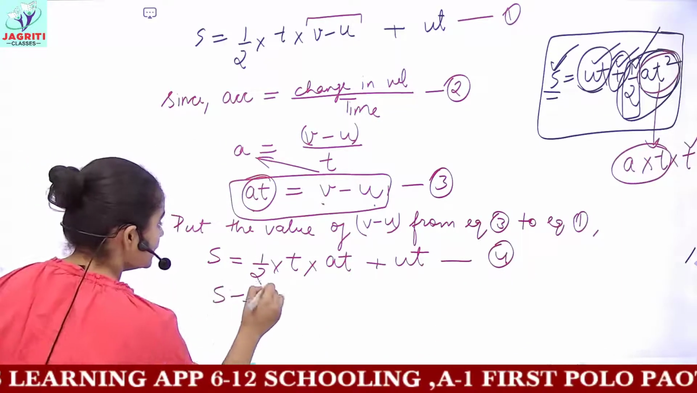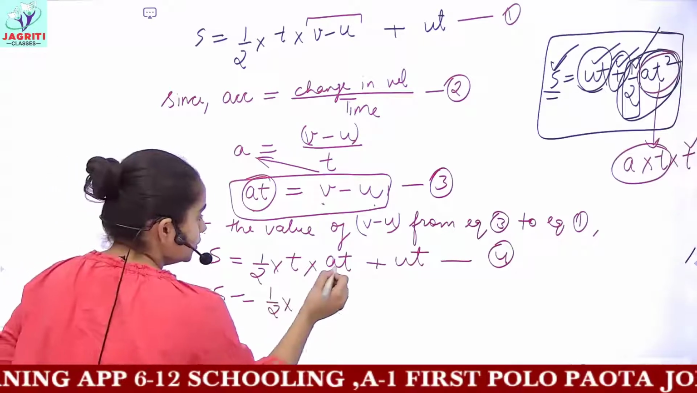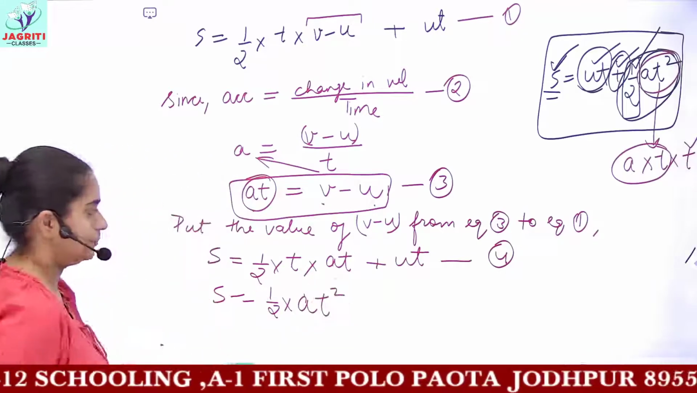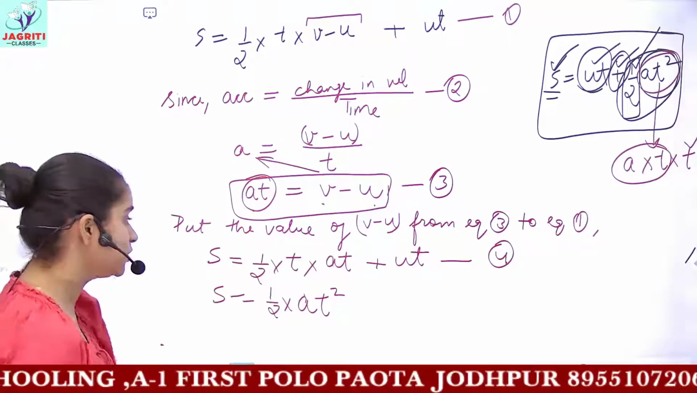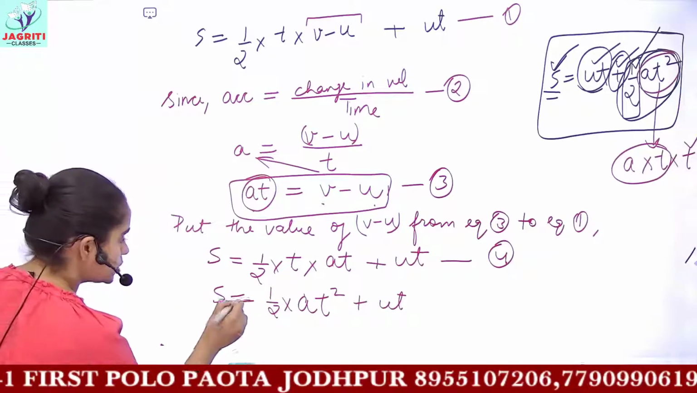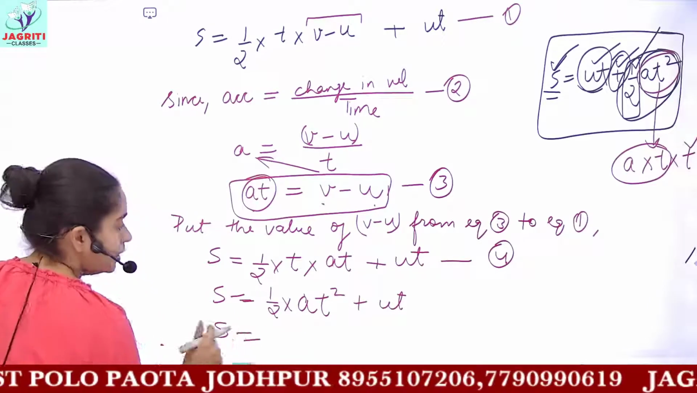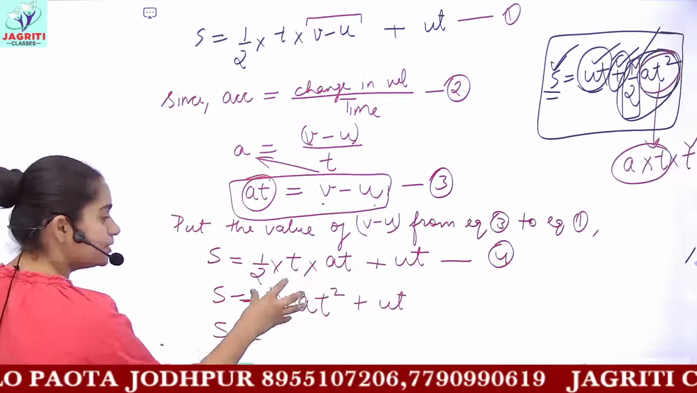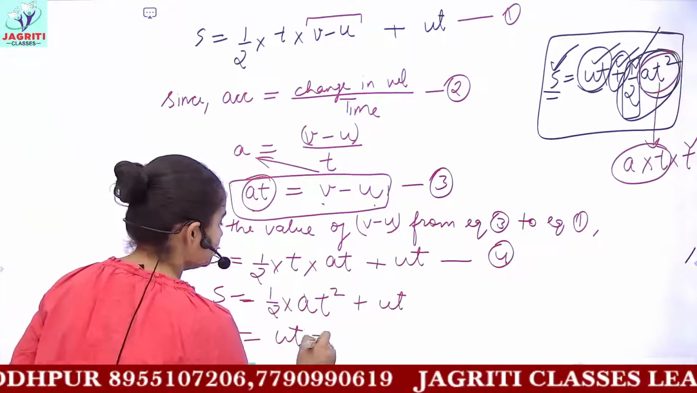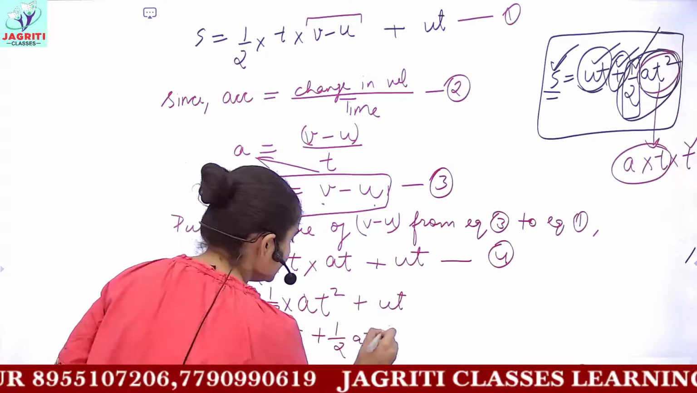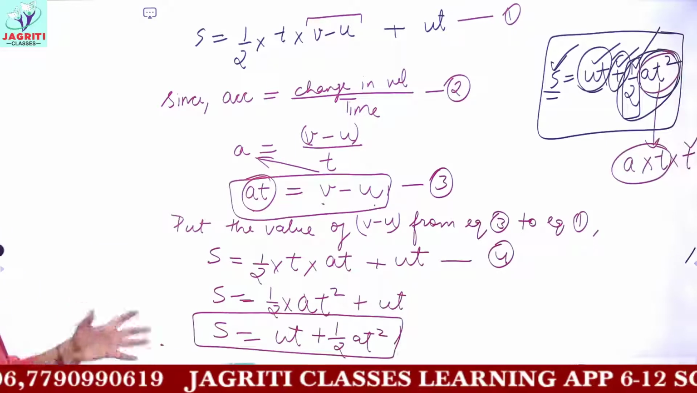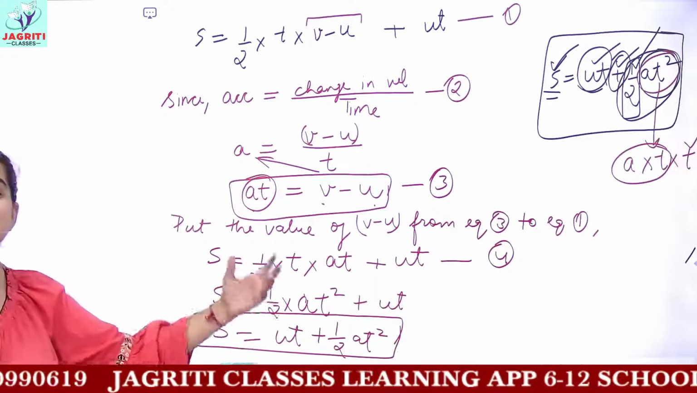You will get half into a into t, which gives t square, because t into t gives you t square, plus ut. And if you rearrange this equation, I am placing ut first, then writing half at square. So I get s equals ut plus half at square, and this is my second equation of motion. I hope you understood the derivation of the second equation.